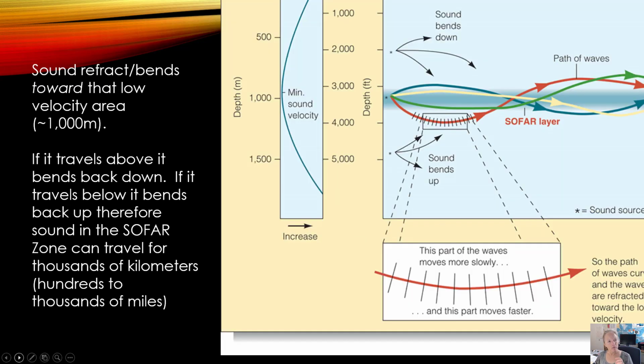And that's kind of what happens here. This is in your book. It's a little bit complicated looking. This over here on the left is just showing you that little layer, and this is showing you the SOFAR zone. It's an area where sound can get trapped.